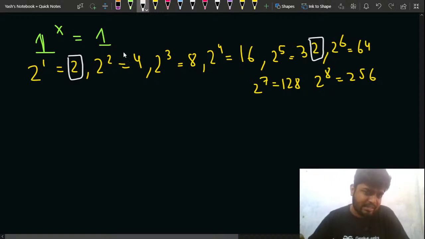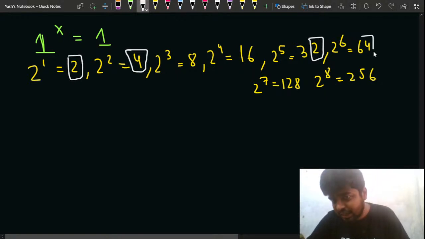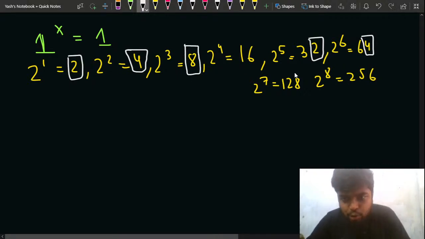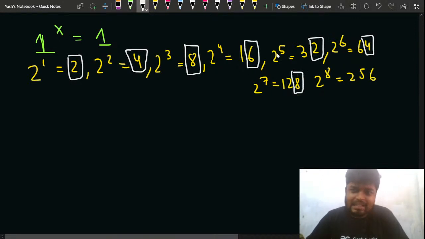Let us look at this example. If it is 2 to the power 2, the last digit is 4. If it is 2 to the power 6, the last digit is also 4. If it is 2 to the power 3, the last digit is 8. If it is 2 to the power 7, the last digit is also 8. If it is 2 to the power 4, it is 16, and if it is 2 to the power 8, it is also 16.